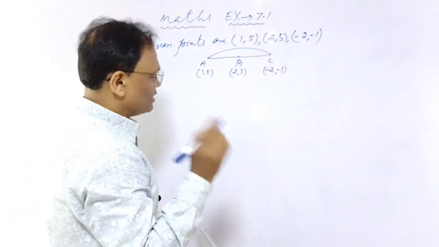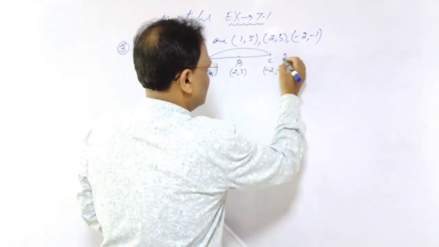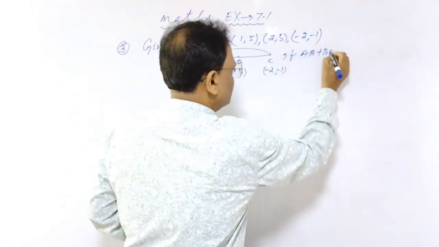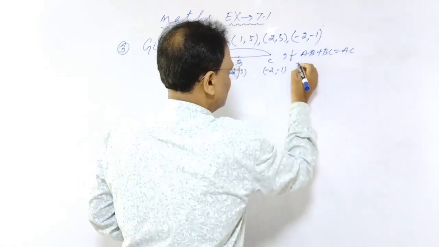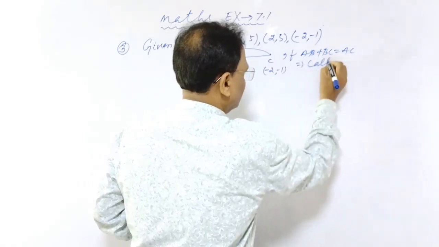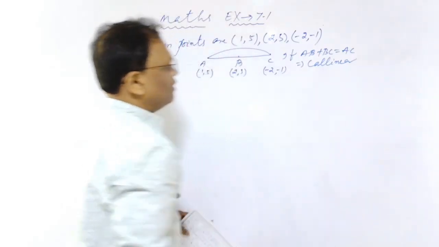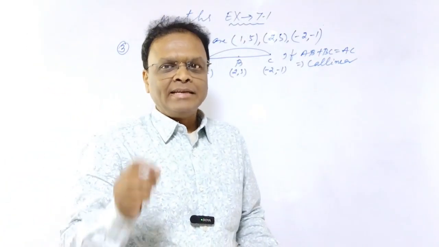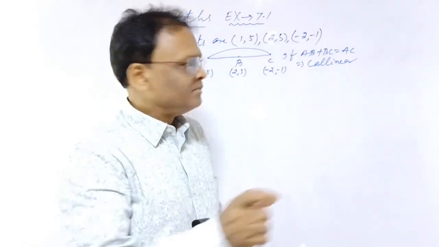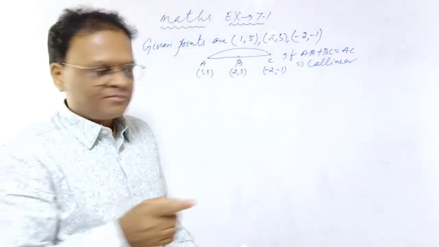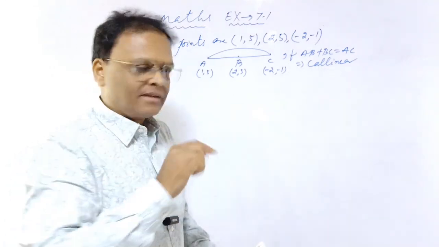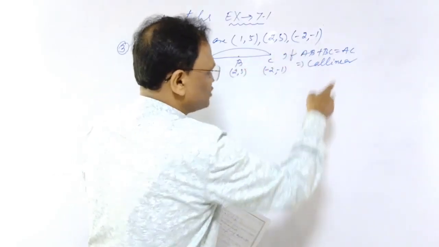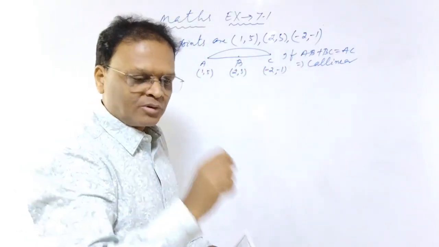So what is the condition? Let me write the condition. The condition is if AB plus BC is equal to AC, that means the points are collinear. Remember. So if I want to prove that the points are collinear, first I'll find AB, the distance between A and B. Second, I'll find BC, the distance between B and C. Then I'll find AC. If the sum of these two, AB plus BC, is equal to AC, then I prove that these points are collinear.